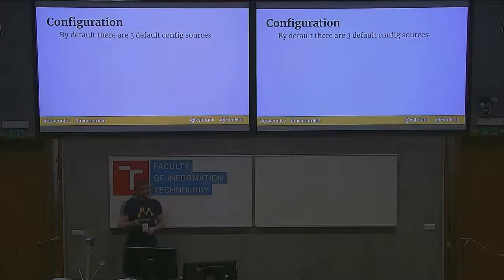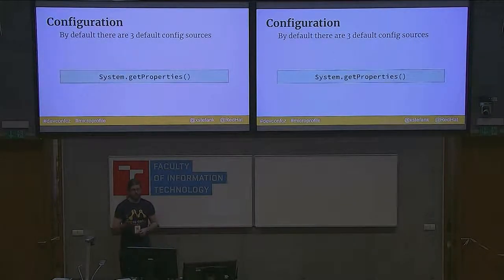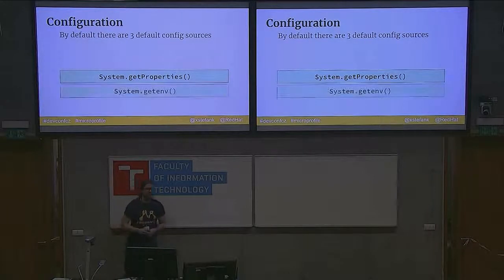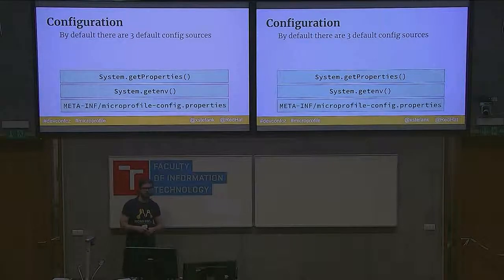By default, there are three default config sources. So where we look first is system properties. If the value is not found there, we will look into environment properties. And if we are not successful, we will scan every META-INF microprofile-config.properties file on the class path.